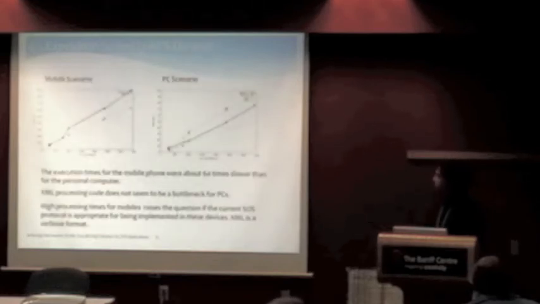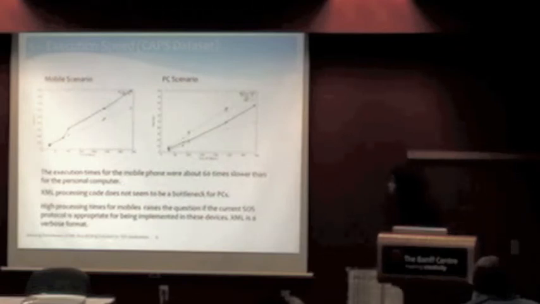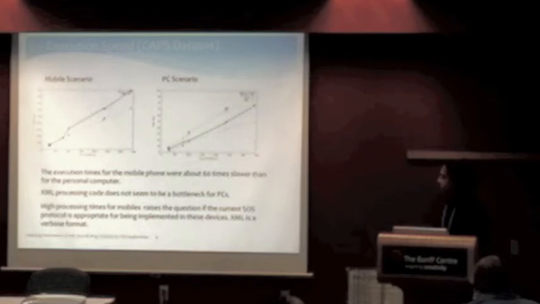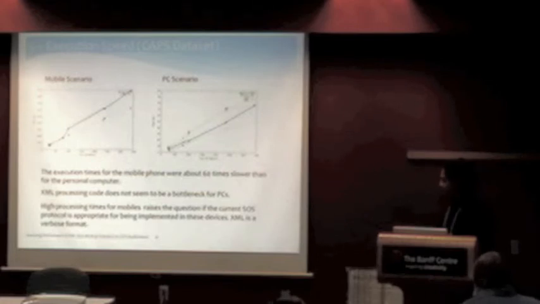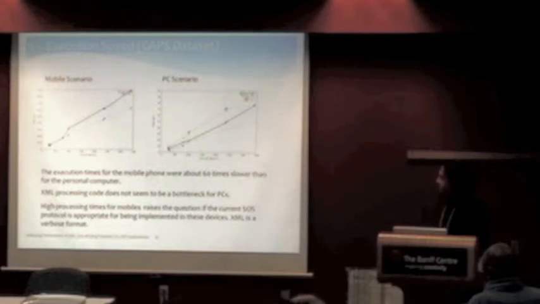Here we have the execution times in the mobile scenario and the PC scenario for the capabilities files. We can see, if you look very closely, that the execution times for the mobile phones were about 60 times slower than for the personal computer. For the rest of the datasets, the difference between times was more or less the same. Looking at the actual values of the execution times, we can say that XML processing code does not seem to be a bottleneck for PCs.